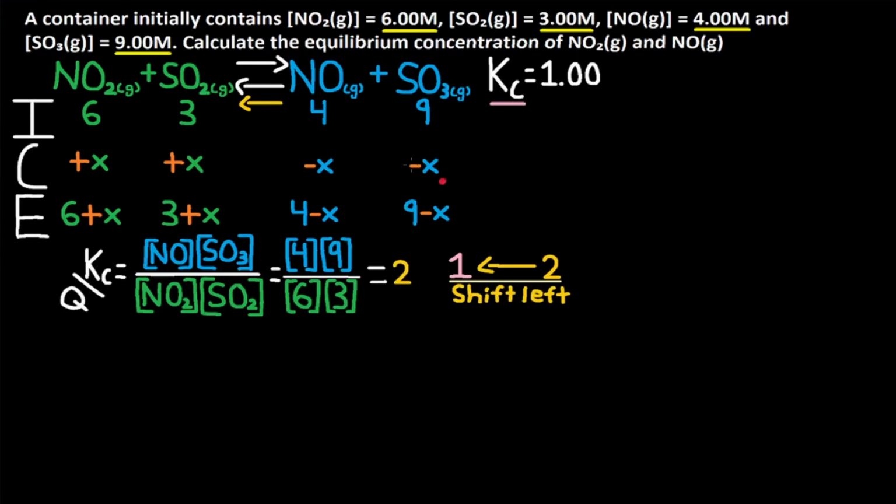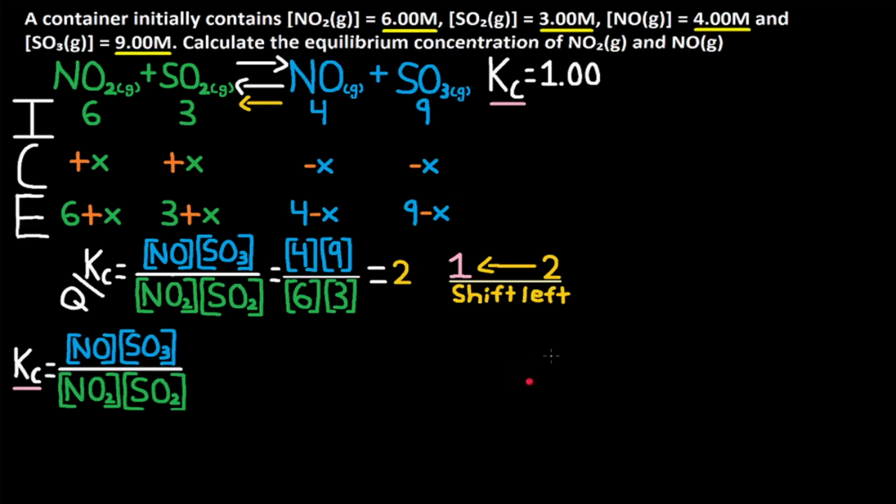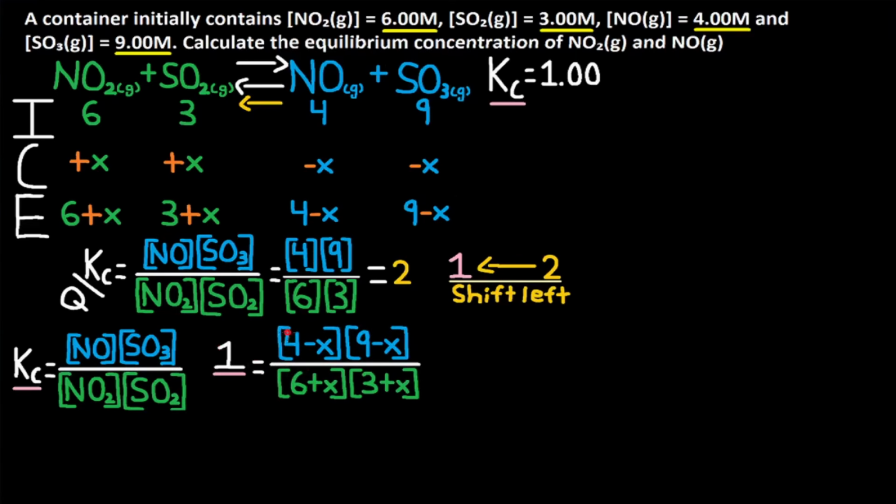Now that we have the equilibrium constant values, we can solve for x. So we already wrote the equilibrium constant expression. Now we just plug in numbers available. So Kc is equal to 1. NO is 4 minus x. And SO3 is 9 minus x. NO2 is 6 plus x. And SO2 is 3 plus x. So we can FOIL the top out.